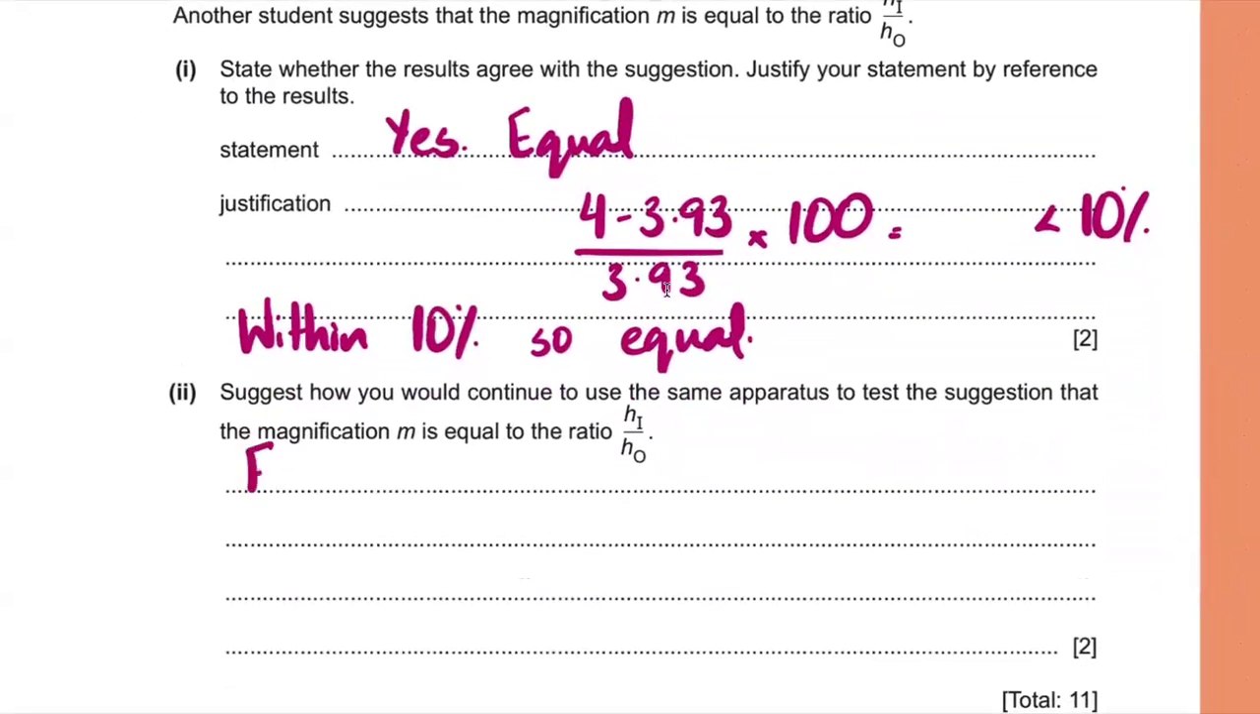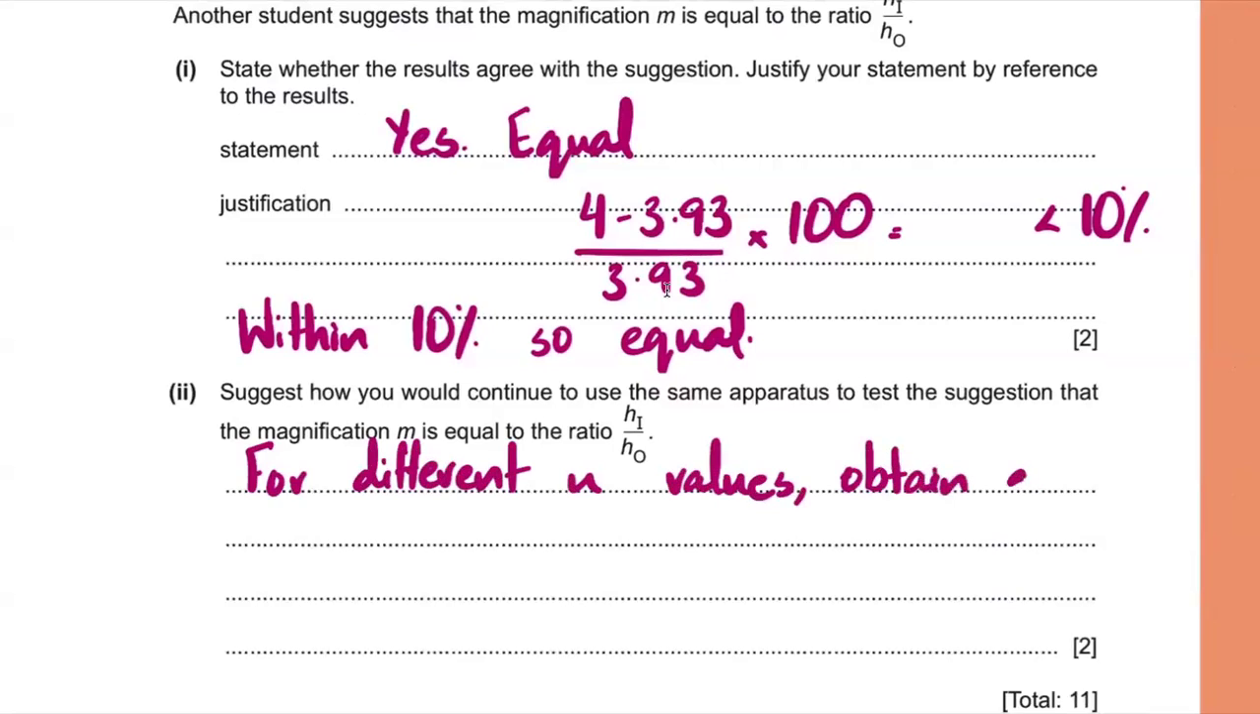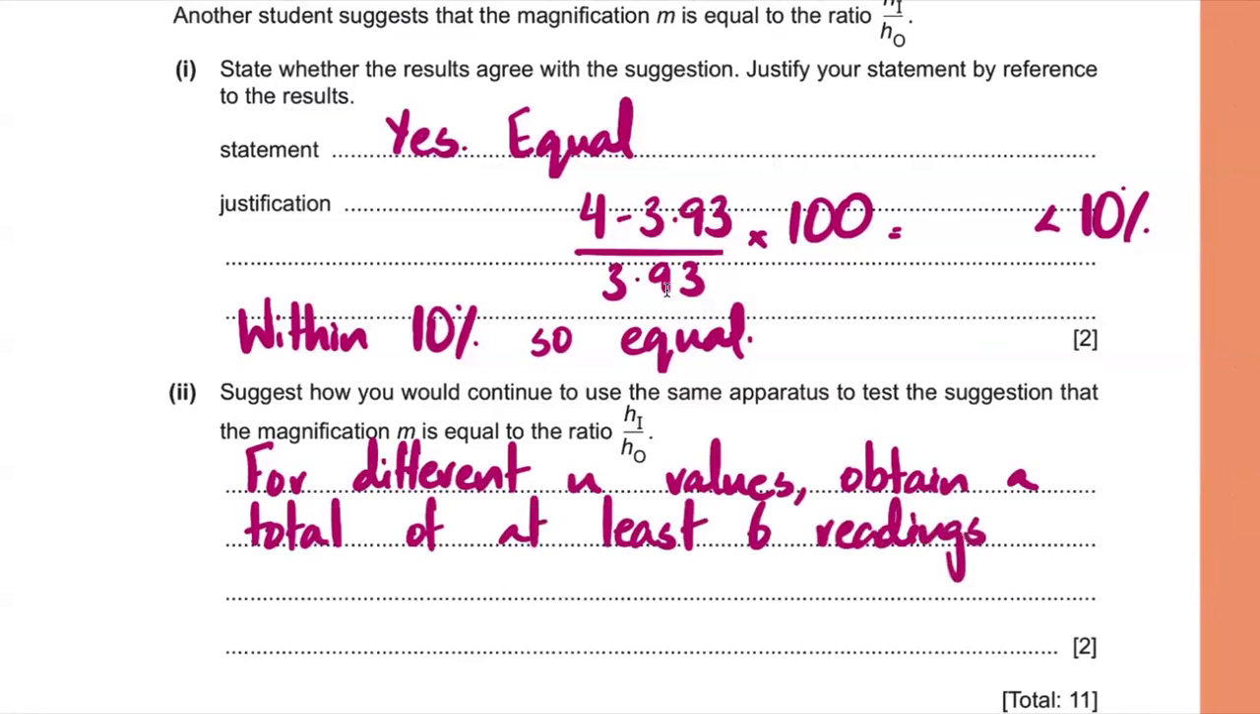So for different u values, obtain a total of at least 6 readings and draw a graph.